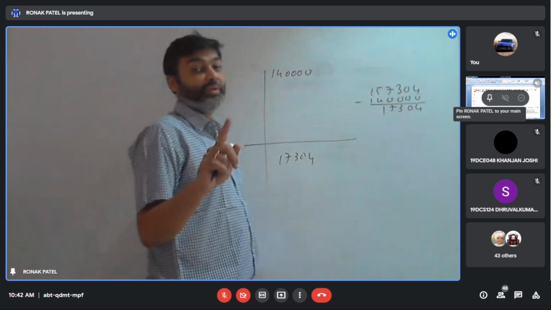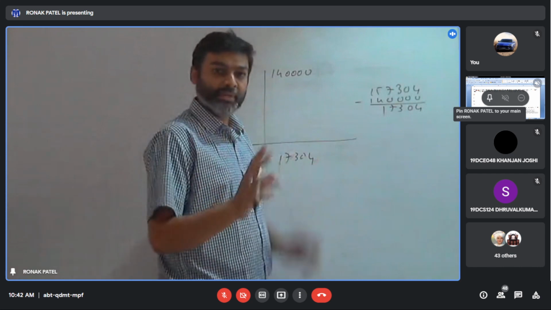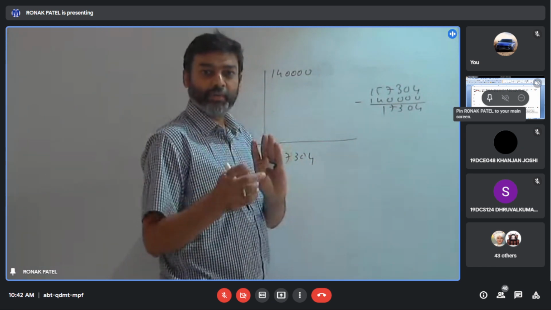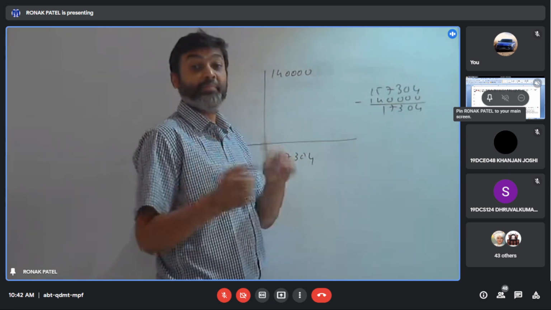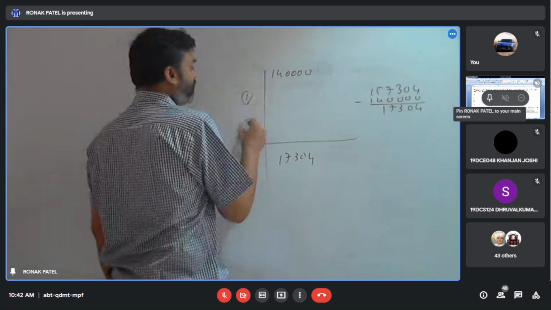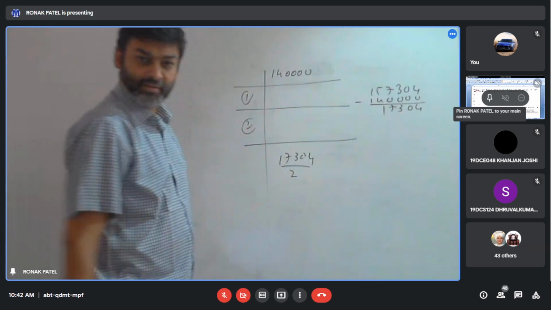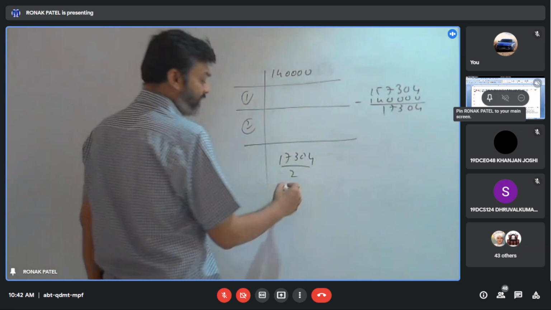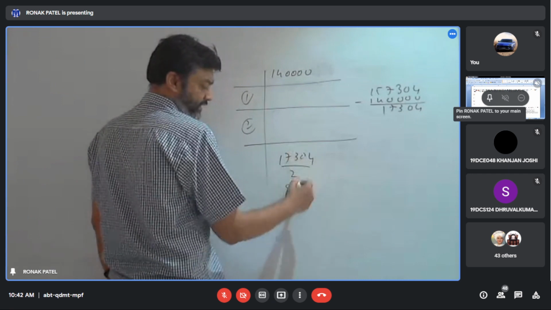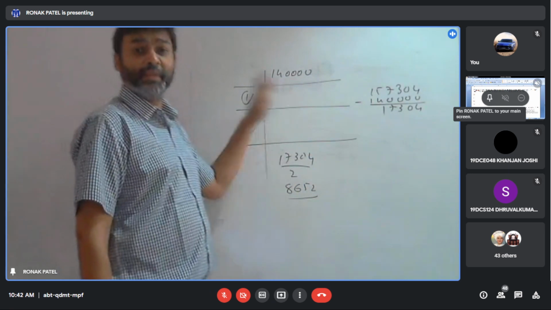So we know that compound interest is not the same for 2 years, because in the first year compound and simple are the same, but in the next year in compound interest you will get one extra interest on the previous year's interest. So these are the 2 periods, right? So divide this into 2 equal parts, roughly 8652. That means the first year interest should be less than this one.